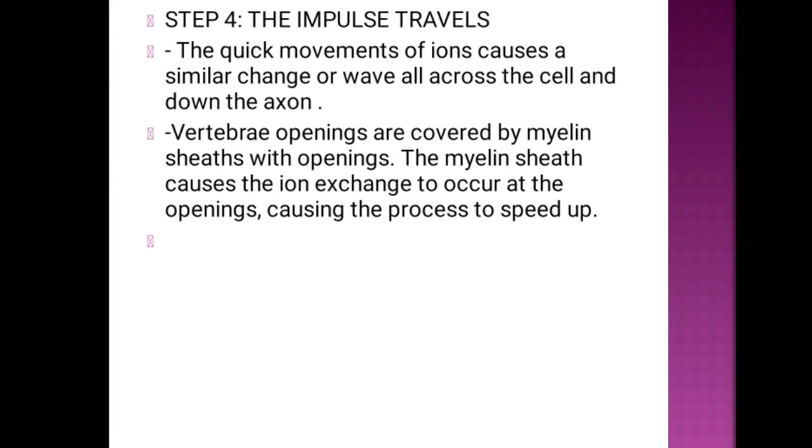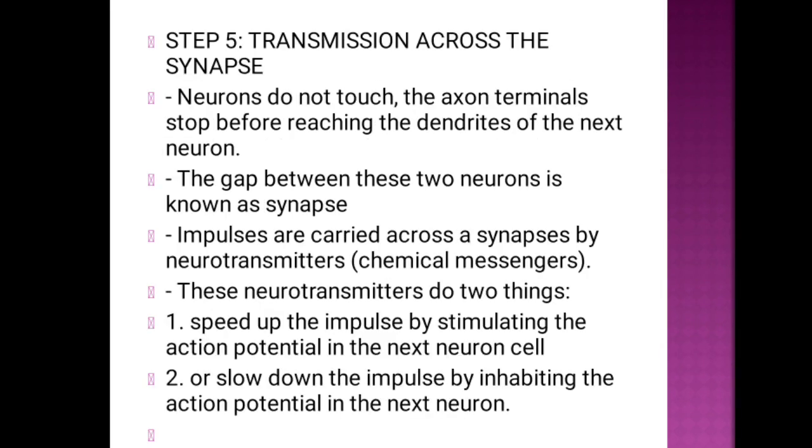The impulse travels. Step 4: the quick movement of ions causes similar changes, or a wave, all across the cell down the axon. The axon openings are covered by the myelin sheath, with openings. Transmission across the synapses: the neurons do not touch; the axon terminal stops before reaching the dendrite of the next neuron, and the gap between these two neurons is known as the synapse. The impulse is carried across the synapse by the neurotransmitter, which is a chemical messenger.